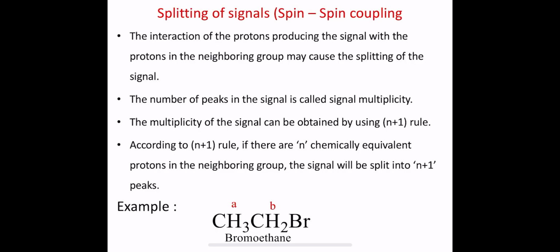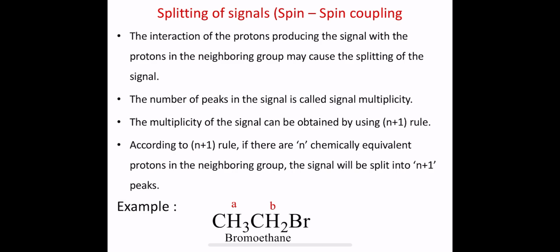And the next important thing we have to see in NMR spectroscopy is the splitting of signals, also called spin-spin coupling. The interaction of the protons producing the signal with the protons in the neighboring group may cause the splitting of the signal in the NMR spectrum. This is called spin-spin coupling. The number of peaks in the signal is called signal multiplicity. The set of protons responsible for the signal will not cause any splitting. The protons present in the neighboring group are responsible for splitting.